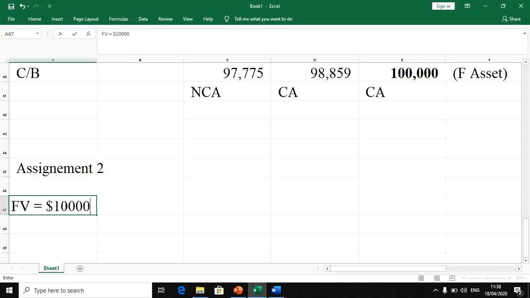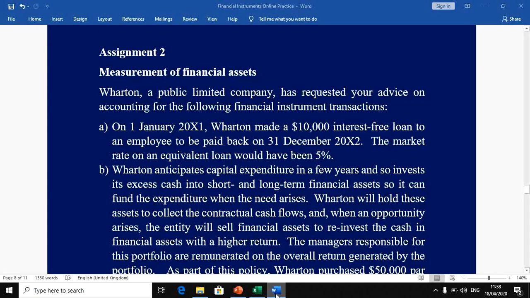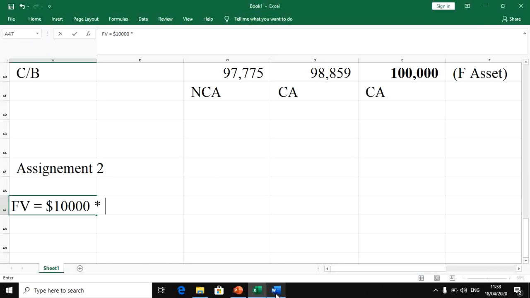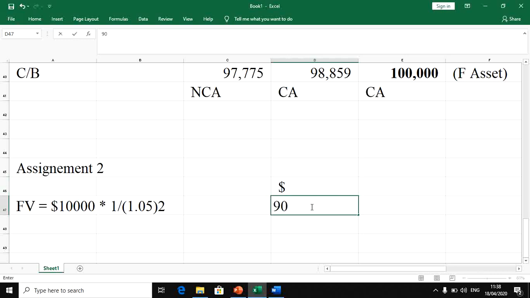The fair value of this particular interest-free loan made to an employee will be equal to how much did the employee receive? 10,000. Then you multiply that by 1 divided by brackets 1.05. 1.05, of course, is the discount factor, and then we say what we have to the power of how many years? 2. Remember that. I've got a challenge with my Excel on this, so I will just give you the figure that I've calculated. It's 9,070. Please counter-check that figure with your calculator.